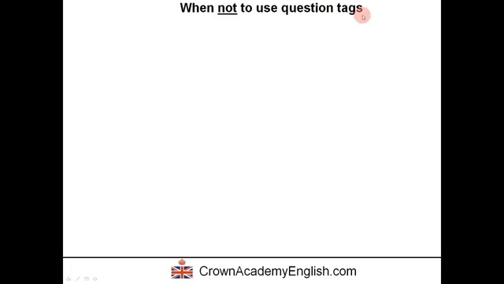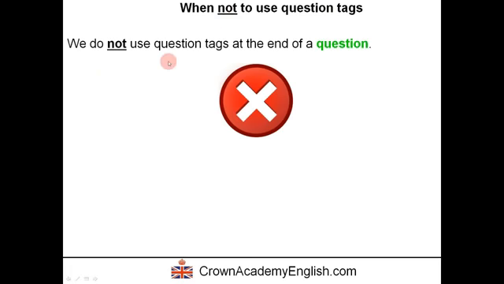When not to use question tags. We do not use question tags at the end of a question. Remember, I showed you that we use a question tag at the end of a sentence or a statement, but not at the end of a question. So here is an example of a mistake. Is the museum open today, isn't it? No, this is nonsense. This is not correct, because this in green is a question. Is the museum open today? No.